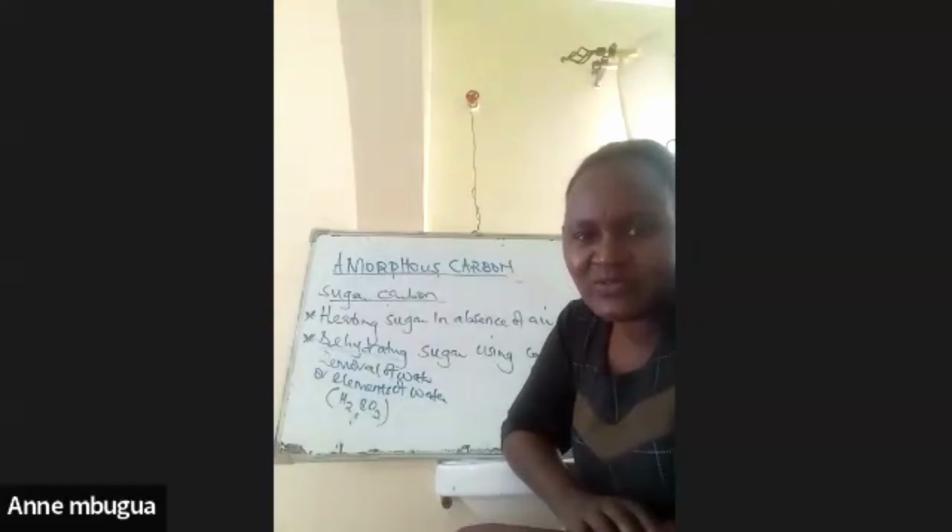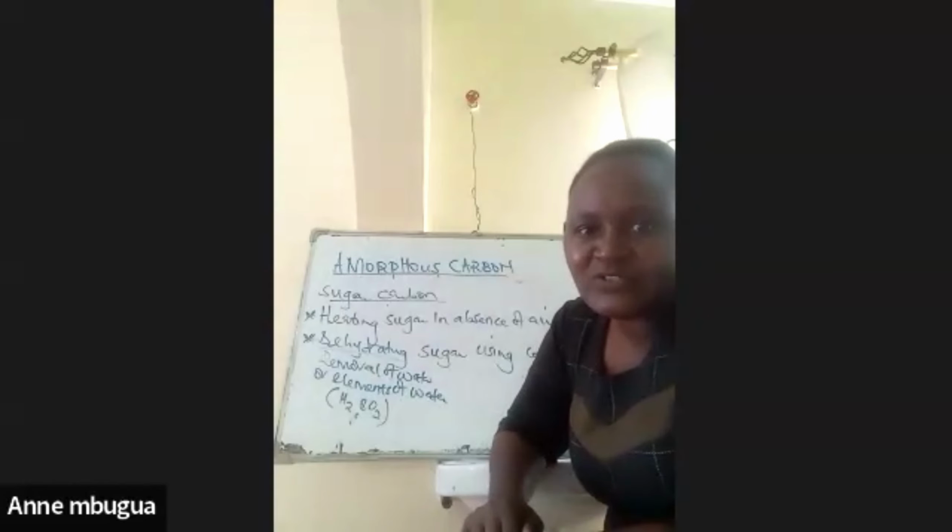Is there another use of diamond other than for drilling and used to make jewels? Sugar carbon can be formed.